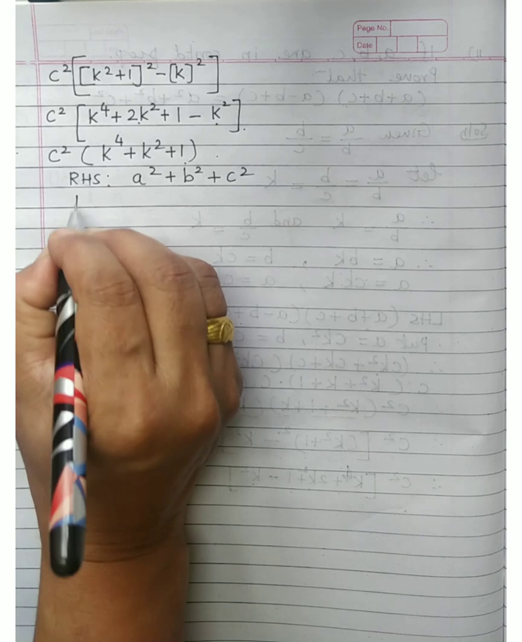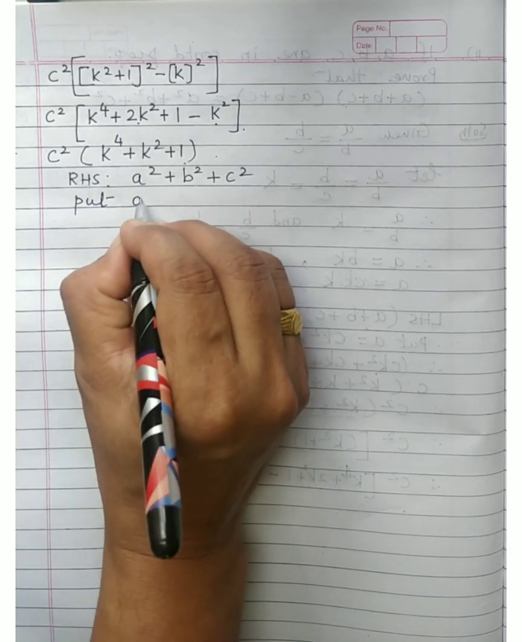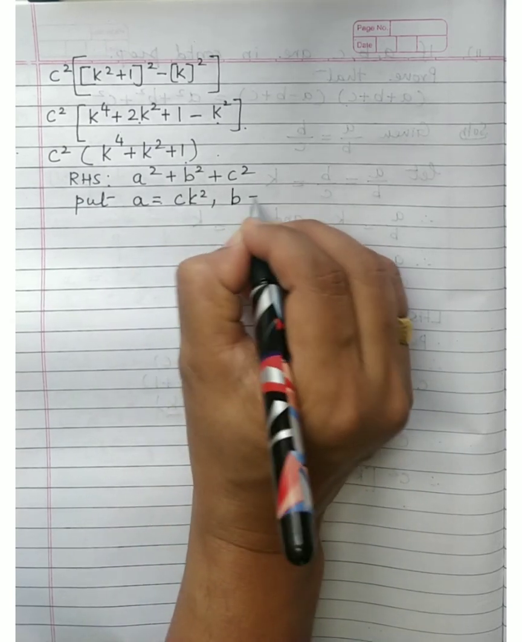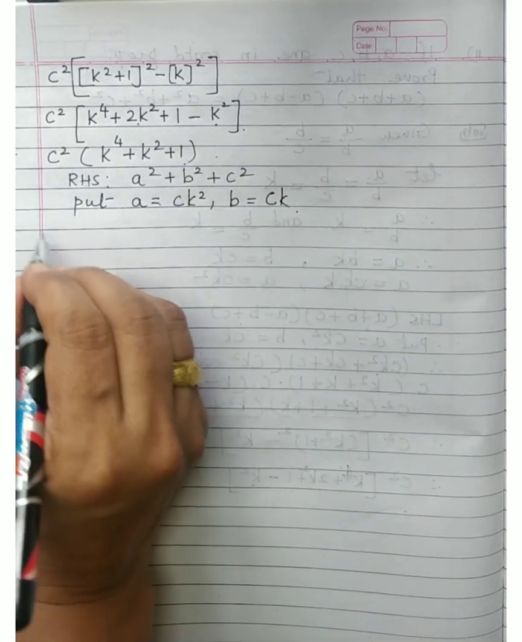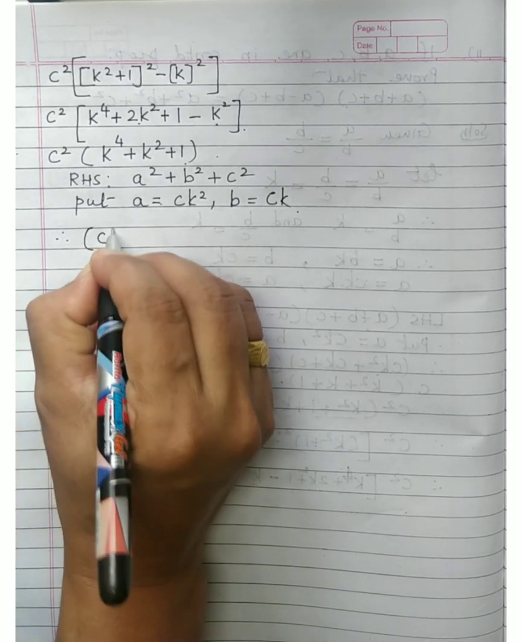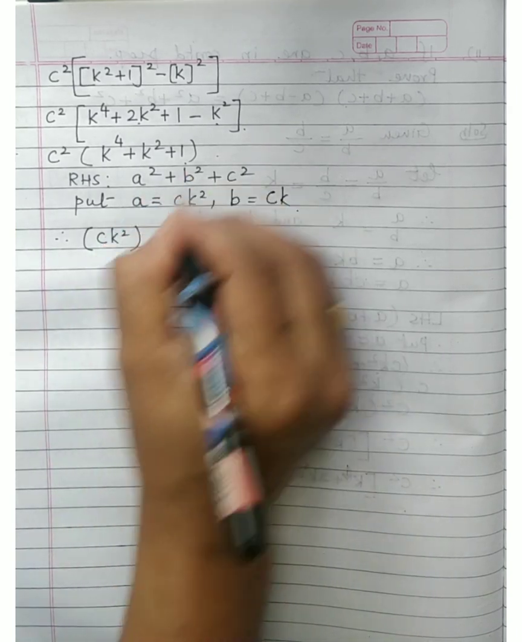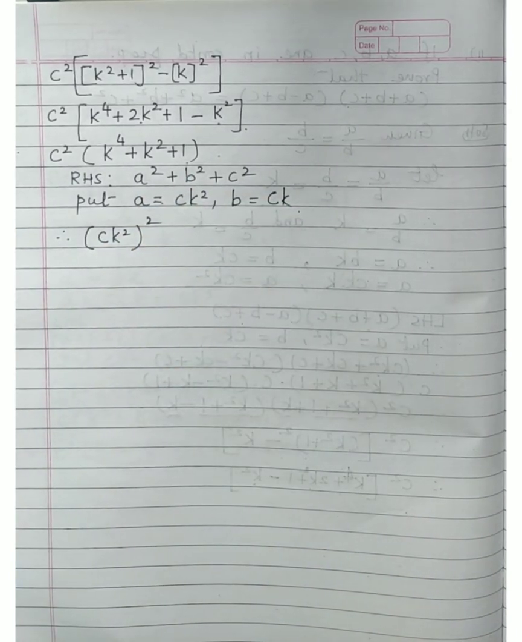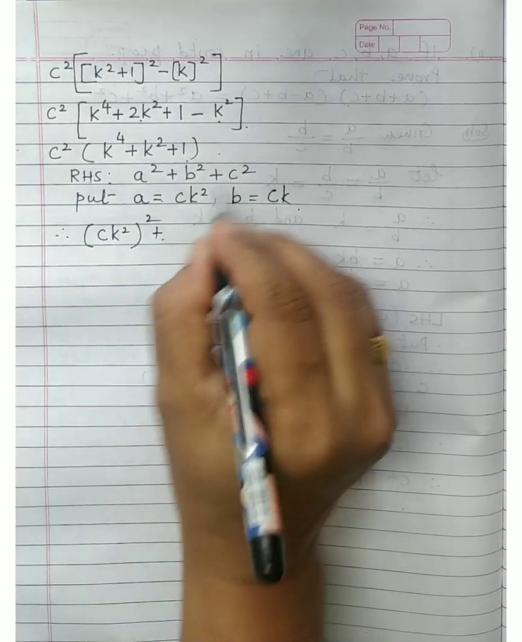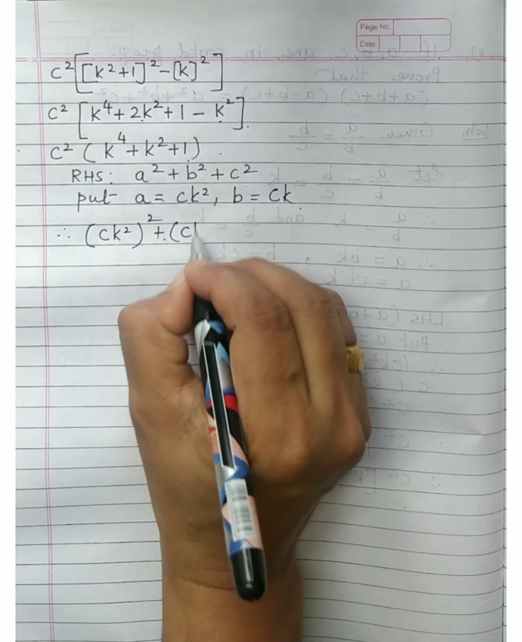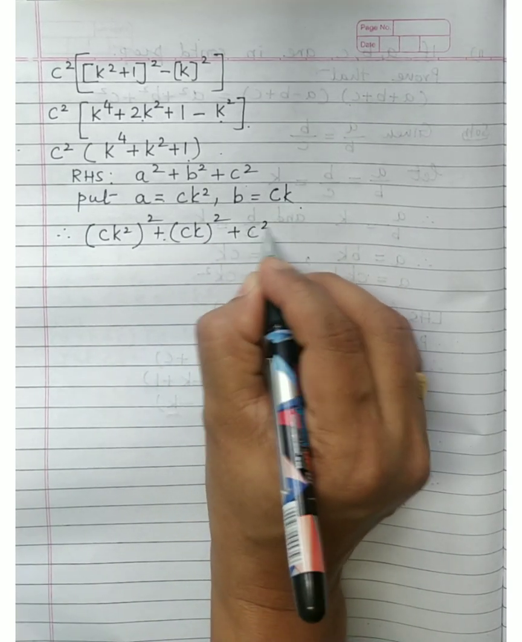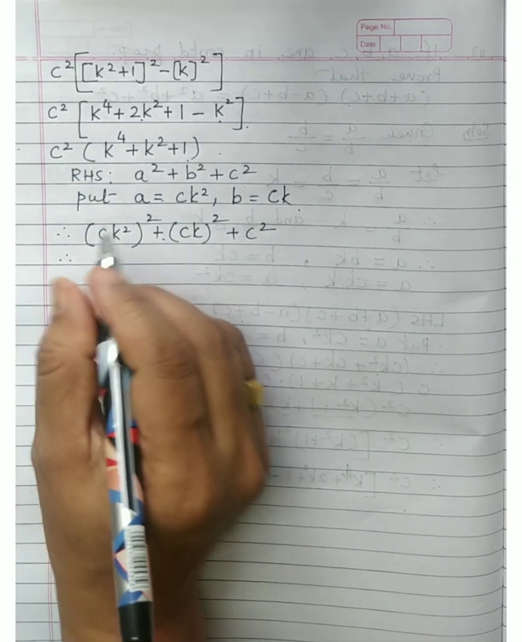So here also what are we going to do? We are going to put a equal to what we have assumed as ck square and b is equal to ck. So on doing so, in place of a we are putting ck square, and a square will be the square of this, right? Use brackets, be careful, powers etc. you need to take care. In place of b we are writing ck, but it is b square, so we are writing the whole square, and plus c square as it is. Now work out with this.